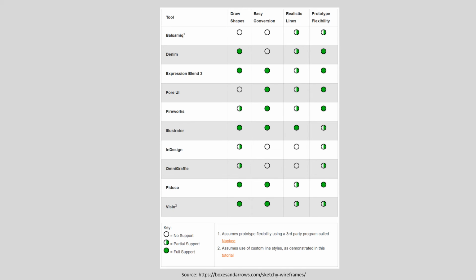Aaron even went so far as to rate 10 popular computer-based sketching tools when he wrote his article, and as you can see, at the time of writing, most of them did not support all 4 elements, though some did come close. It would be interesting to see what is out there today.